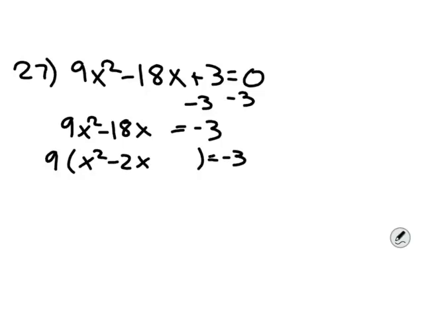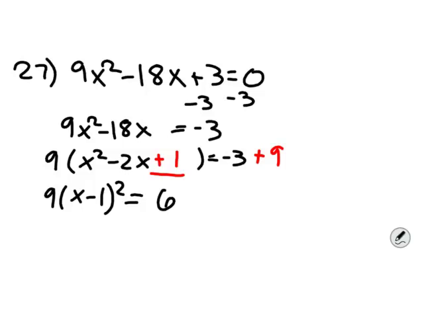So now we need to take half of 2, square it, and that's 1. So we've got to add 1 there. So now we've got to add 1 times 9 to the other side, so we'd add 9. So now we know this factors to 9 times x minus 1 squared equals 6.